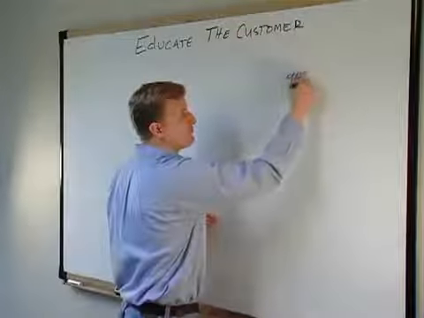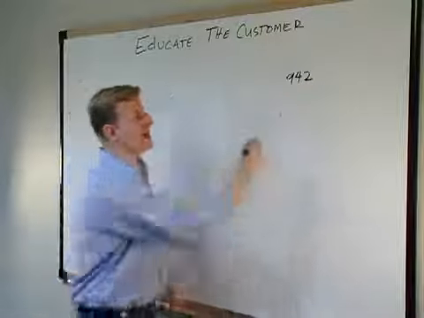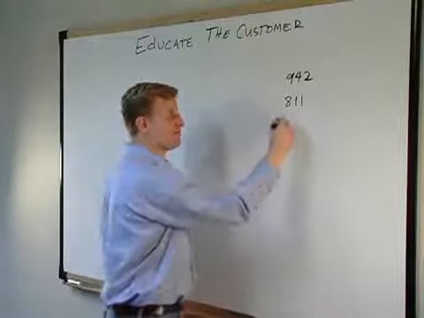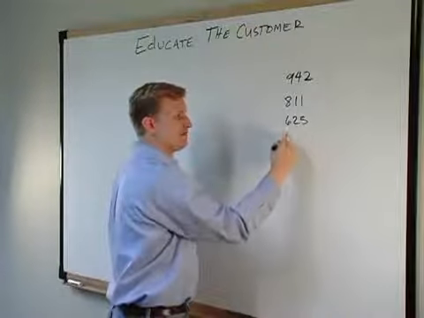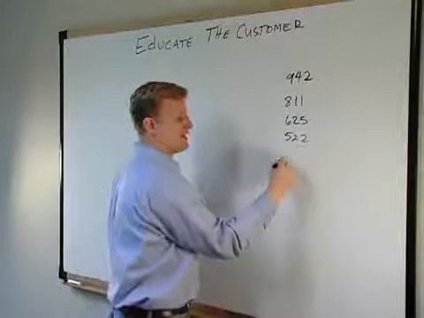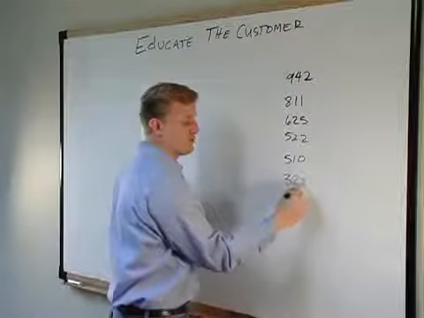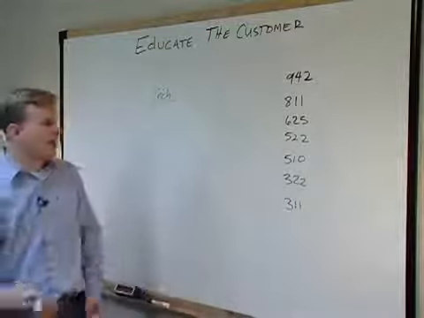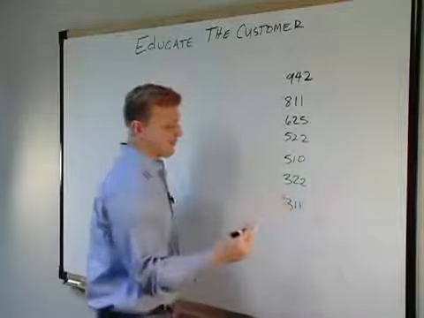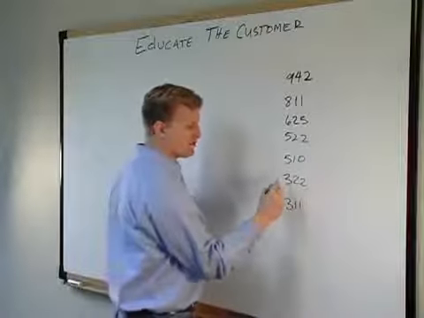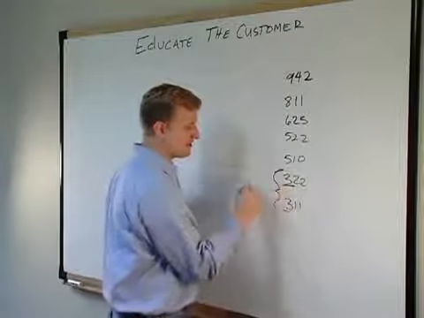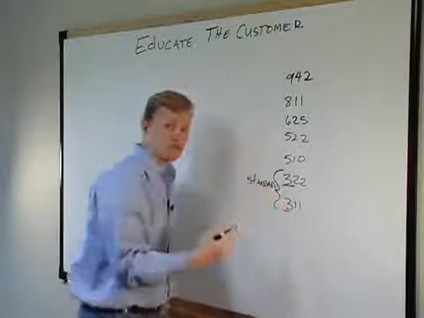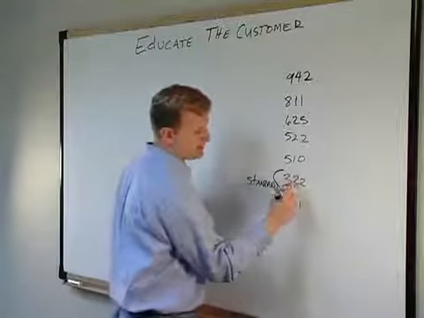So a 942 is, because it starts with a 9, the most expensive. The next one would be an 811. The one after that would be a 625. There's a 522. There's a 510. There's a 322 and a 311. So there's quite a few different types of receivers. However, it's pretty easy to remember how these things work. Anything that starts with a 3 is a standard digital receiver. If it has a 2 right here, this just means it's a dual tuner.